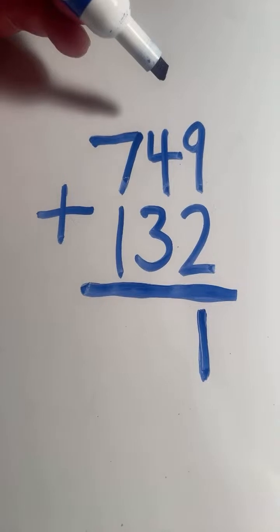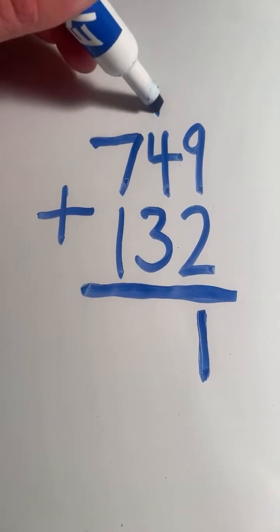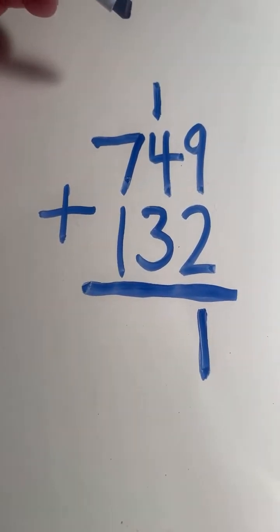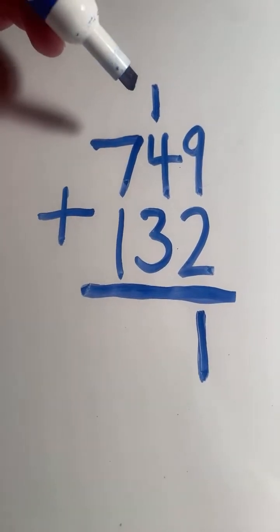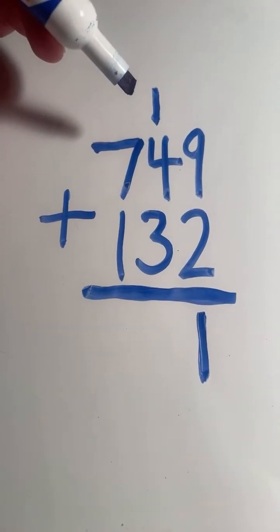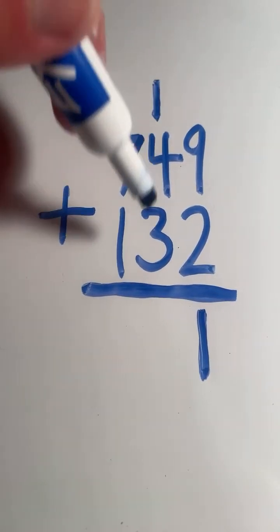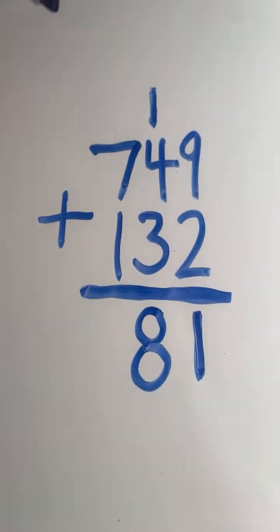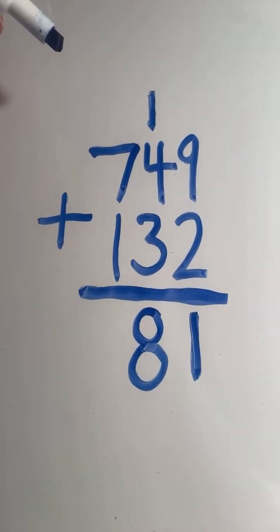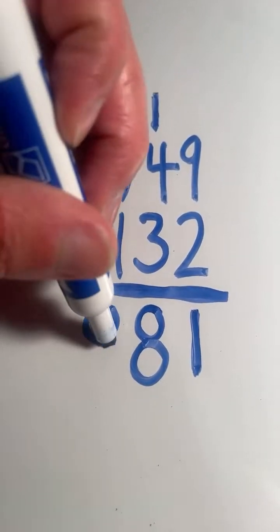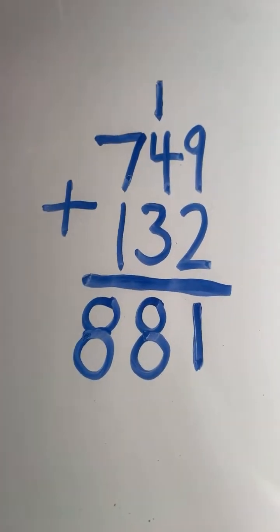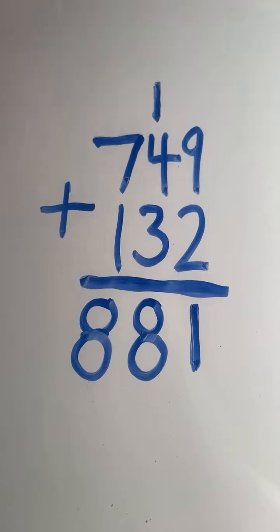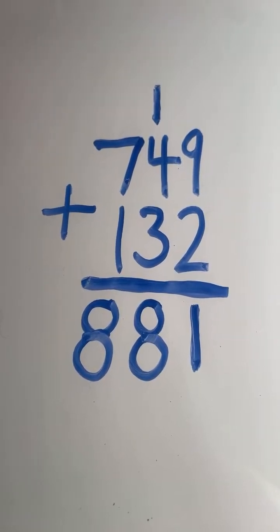So the 1 in 11 goes in the ones place. The other 1 in 11 gets carried over to the tens place. Four plus 3 equals 7, plus 1 equals 8. Seven plus 1 equals 8, and we have our final answer. 749 plus 132 equals 881. All right, next example.